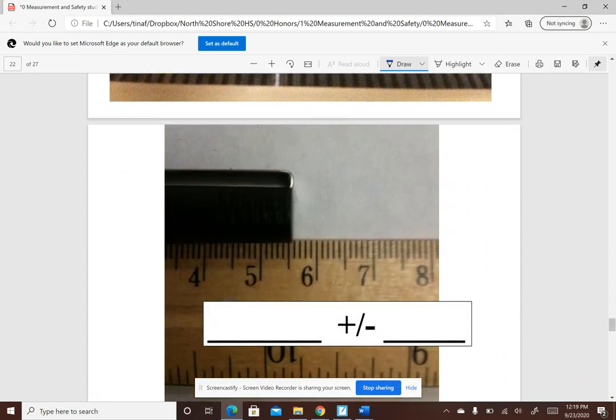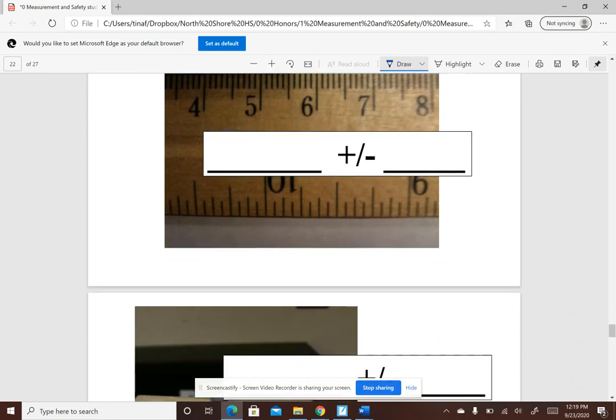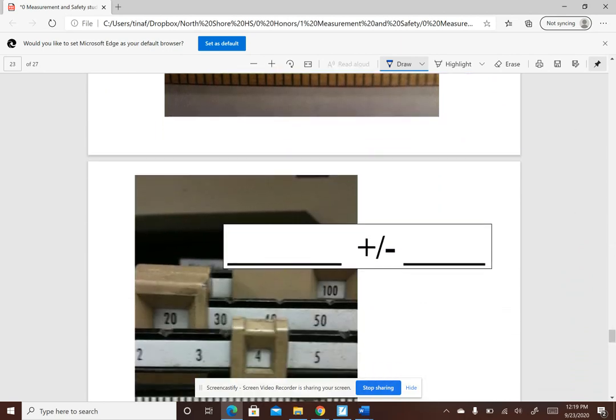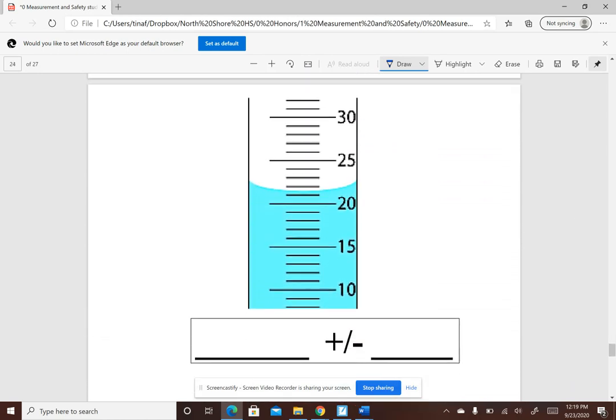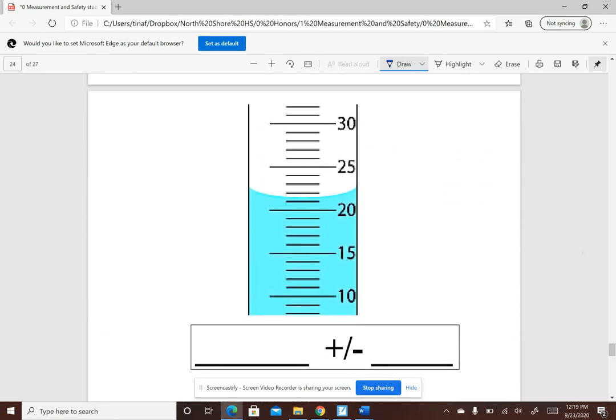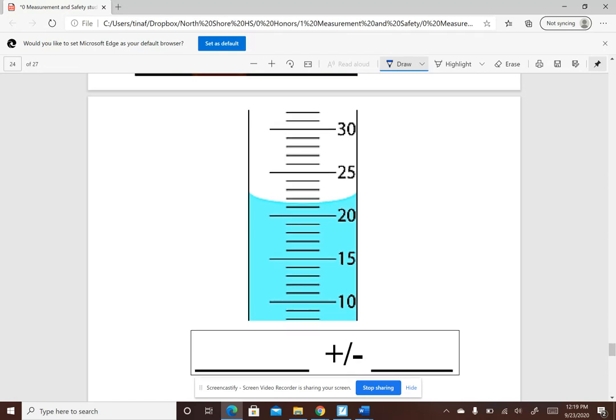Okay? What I want you guys to do is take a look at this triple beam balance. I want you to take a look at this ruler. And I think this is the last one, this graduated cylinder. I want you guys to make a measurement, and I want you to decide what the error is, plus or minus.